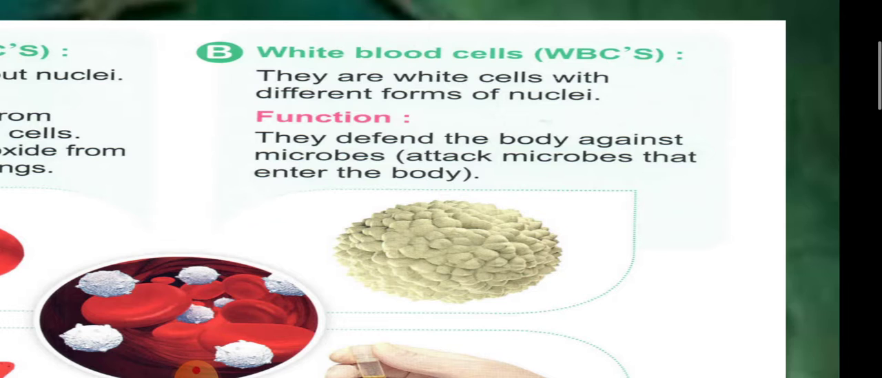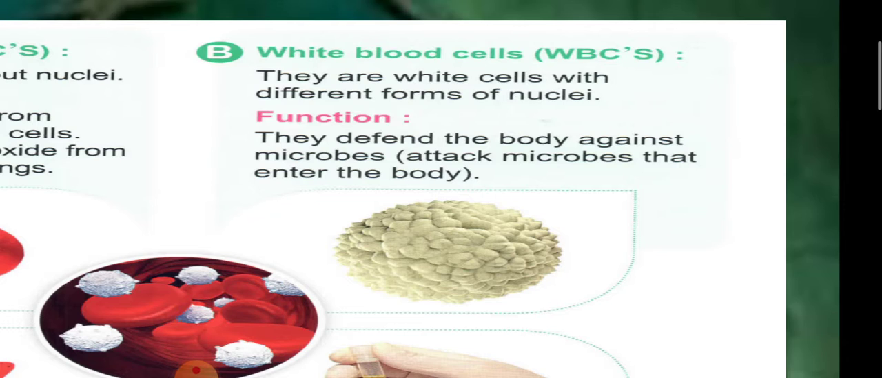We call the white blood cells the army of the body. Why do we call it this? Because it defends the body against microbes. If any microbe attacks my body, the white blood cells will defend my body against this microbe. So the white blood cells are very, very important for us.